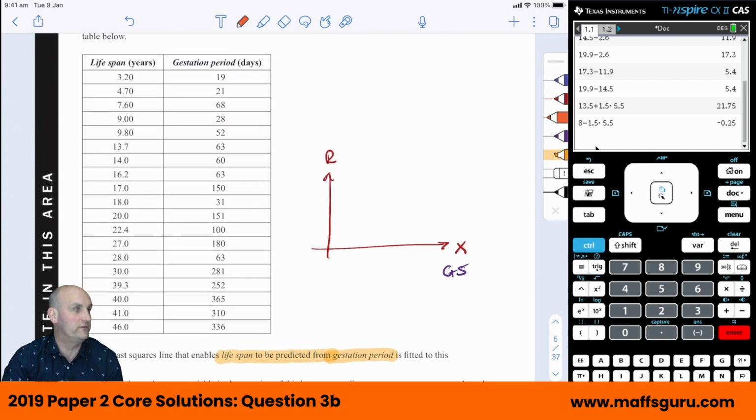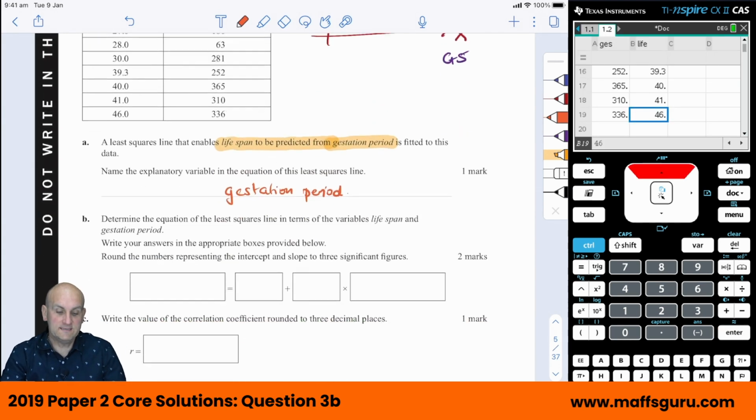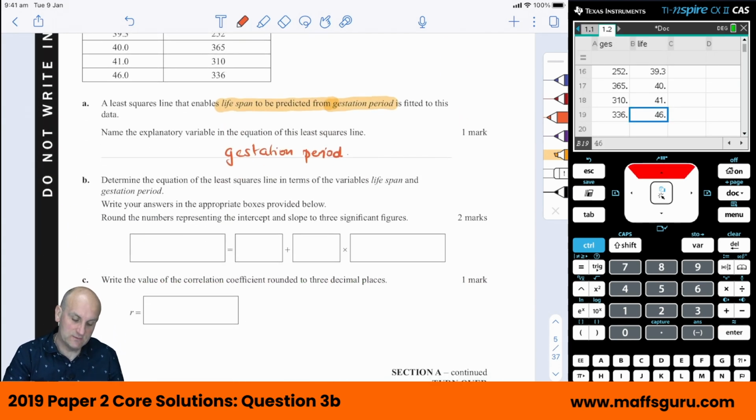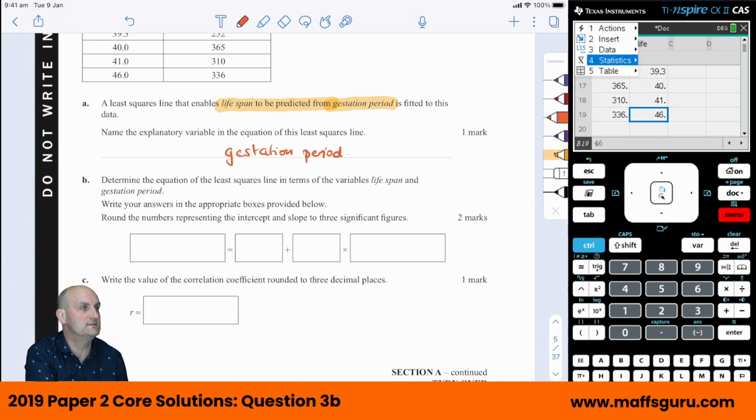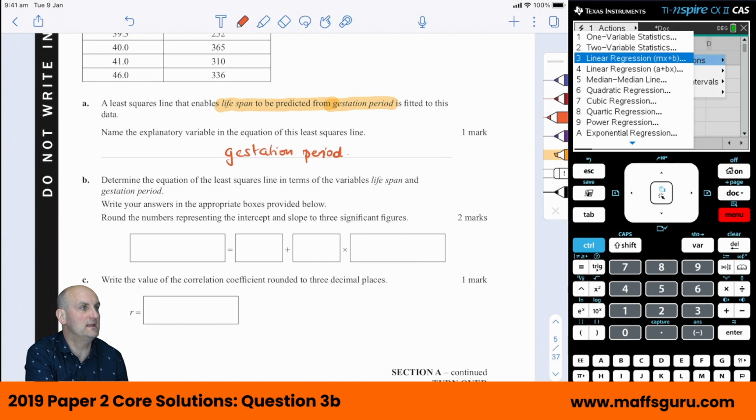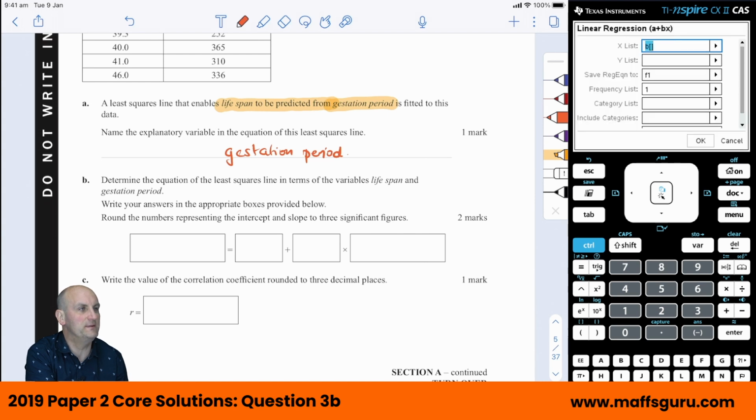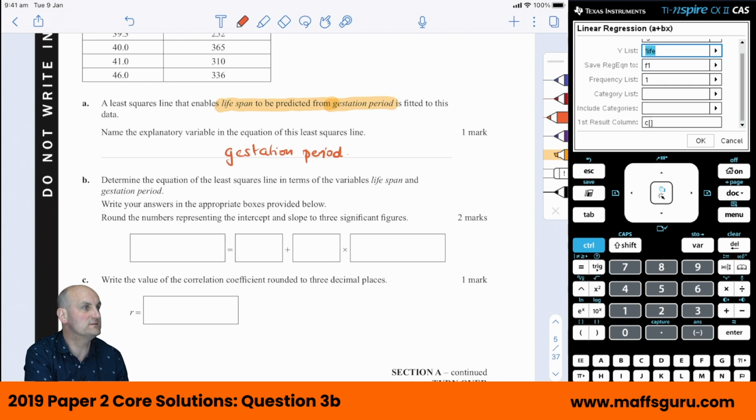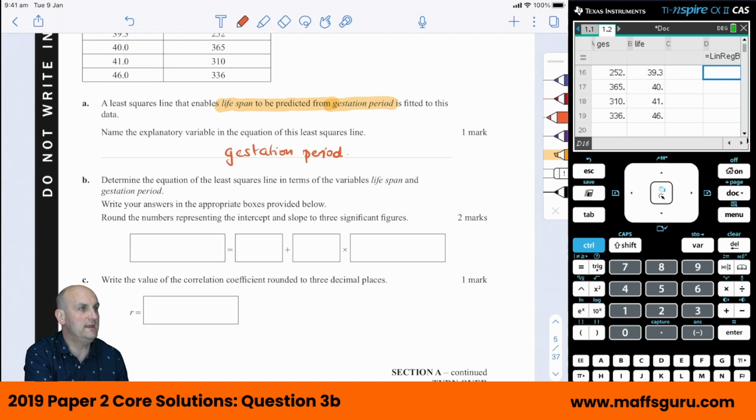So I'm going to put the values into my CAS. Okay, so there we go. There's my data in my CAS calculator. What am I going to do now? Determine the least squares equation: menu, statistics, stats, linear regression, a plus bx. That's the one I always do. My X list was, if you remember, my explanatory, gestation. My Y list is life. Frequency, nope. Category, nope. Results, first column. Click on OK. And there we go. That's got all my information in it. Scroll all the way up to the top.